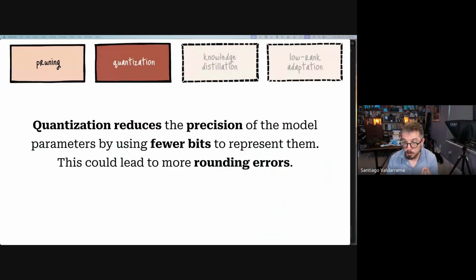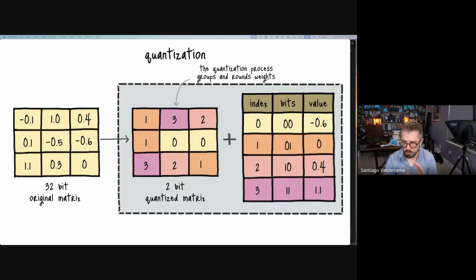Quantization is one of the most popular ones. And basically, the whole idea here is dealing with precision, the precision of the parameters of your model. Let's see if I can explain this quickly here. Imagine that I have an original matrix. This is the matrix of my model, just to simplify it. I have all of these values that are 32-bit. So I have a ton of values, and I'm using 32 bits to store all of these values. They're float values.